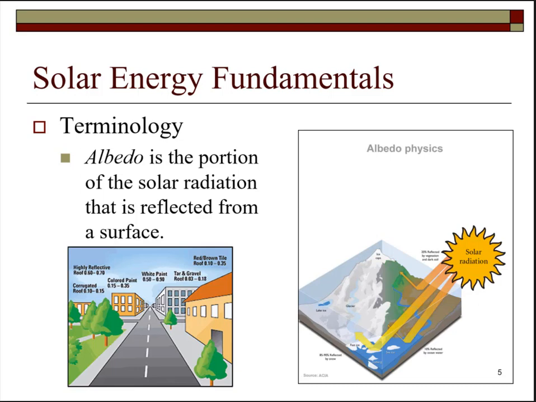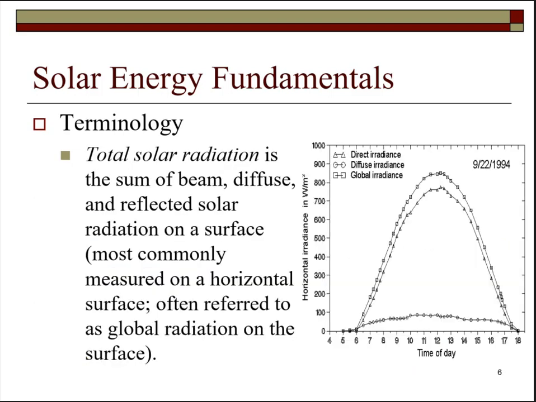Albedo is radiation that is reflected from a surface. There are some special cases in which reflected solar radiation can play a very important part. Total solar radiation is a combination of direct beam, diffuse, and reflected solar radiation.